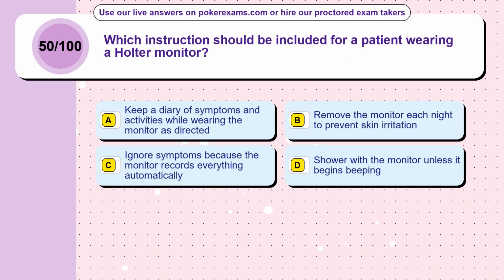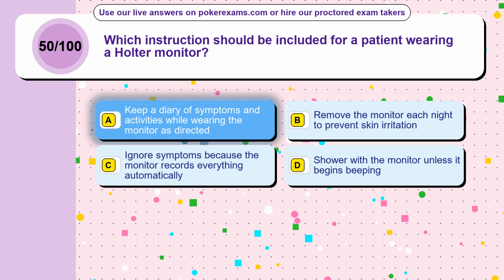Question 50. Which instruction should be included for a patient wearing a Holter monitor? Option A. Keep a diary of symptoms and activities while wearing the monitor as directed. Option B. Remove the monitor each night to prevent skin irritation. Option C. Ignore symptoms because the monitor records everything automatically. Option D. Shower with the monitor unless it begins beeping.